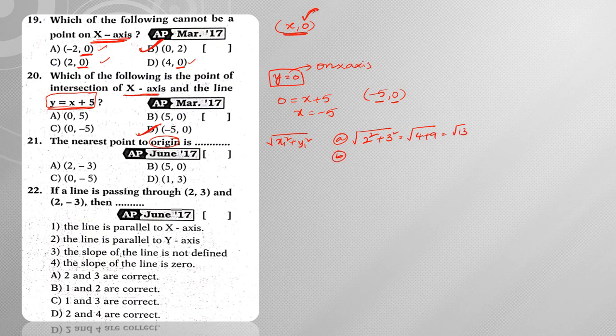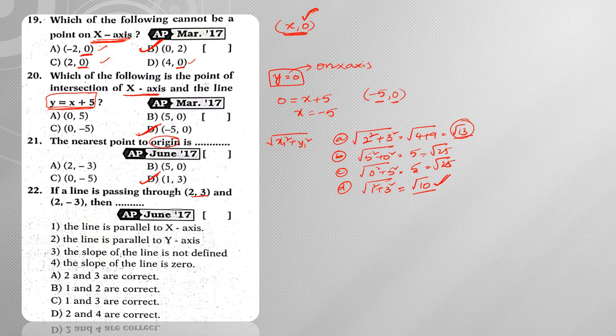Next, if you go for option B, square root of 5 square plus 0 square, clearly it is 5. Next, option C, 0 square plus minus 5 square means 5 square, hence it is 5. Next, option D, (1, 3), that means 1 square plus 3 square, which is nothing but root 10. Now among all these, 5 can be written as root 25. Among all these, which one is smaller? Root 10 is smaller, hence (1, 3) is nearest to the origin. So likewise you can verify.